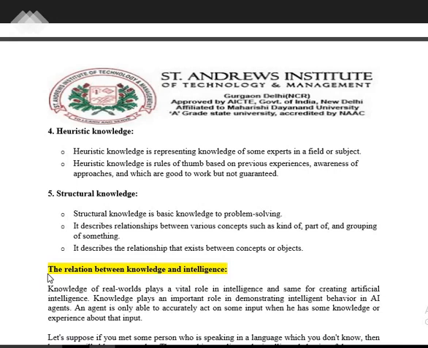When we do the heuristic search also, we come across different parameters, which are going to give the awareness approach to get a particular knowledge in real time. Structural knowledge is the basic knowledge of problem solving. It mostly describes relationships, such as grouping, clustering, classification, and then establishing a relationship between the different objects and gaining the knowledge.